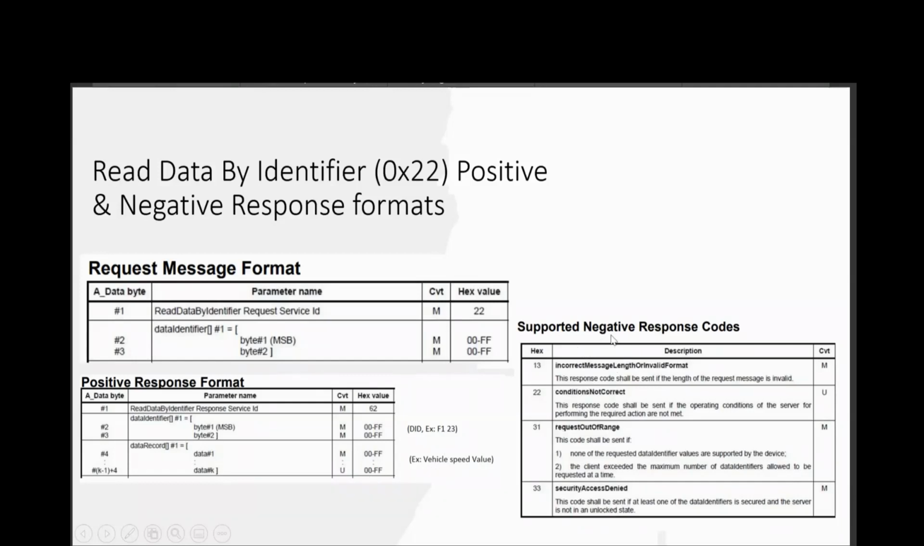And these are the supported negative response codes for read data by identifier, or RDBA. Incorrect message length, as you already know: if you give an incorrect length, it will throw this. Conditions not correct, this also you know. And request out of range: if the DID, for example F144, is not configured in your ECU or software and you still try to read it, it will throw request out of range. And security access denied: if the DID is associated with some security, you have to unlock the security access first, and only then can you read that particular DID data.